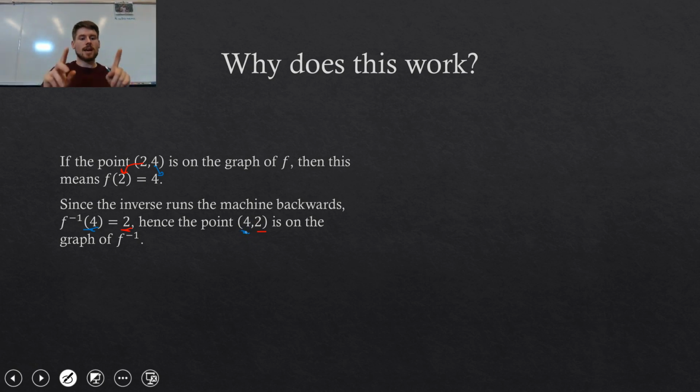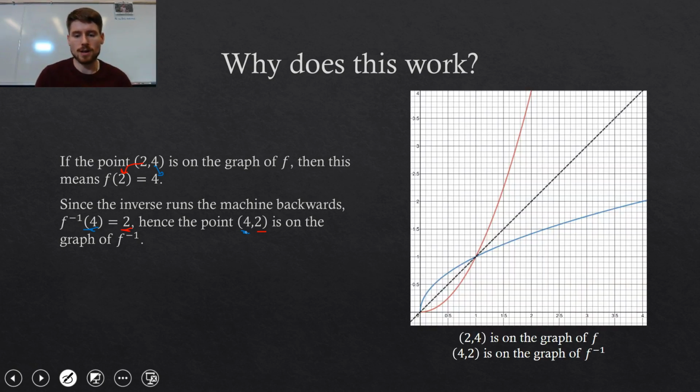So we can see that (2, 4), the original point on f, says f of 2 equals 4. The inverse function says f inverse of 4 equals 2, and so that gives us (4, 2) on the graph of the inverse function, which is switching the x's and y's.